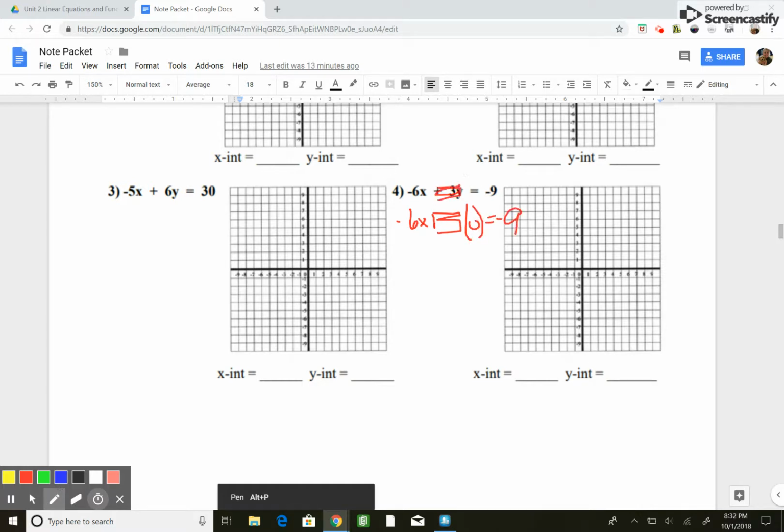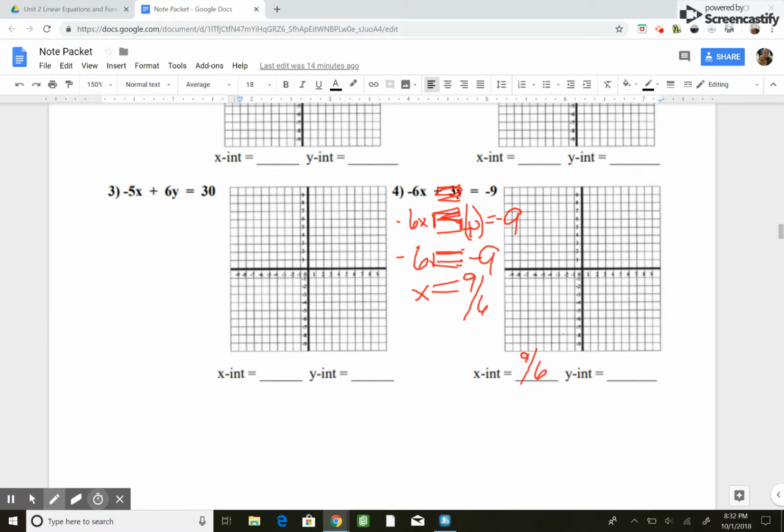So the 3y goes away because that's 0. So I have negative 6x equals negative 9. So x equals 9 divided by 6. If you get a fraction, figure out what it is as a decimal and just put it somewhere near there. So 9 divided by 6 is somewhere between 1 and 2. If you type it in your calculator, it's like 1.5 or something like that.